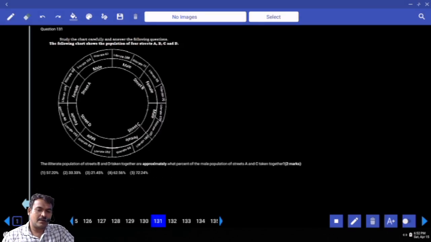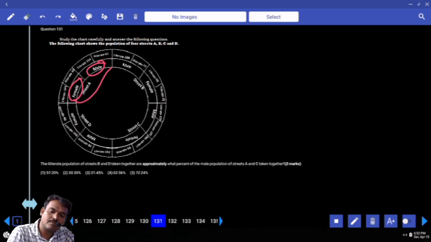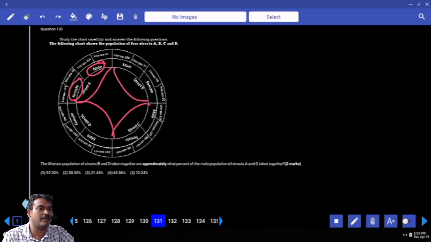Study the chart carefully and answer the following question. The following chart shows the population of 4 streets A, B, C, D. Okay. First, street A, female and male are given. Next, street B, male and female are given. Street C also male and female are given. Street D also male and female are given. Next, in street A, out of males, literate and illiterate are given. Street A, out of females, literate and illiterate are given.